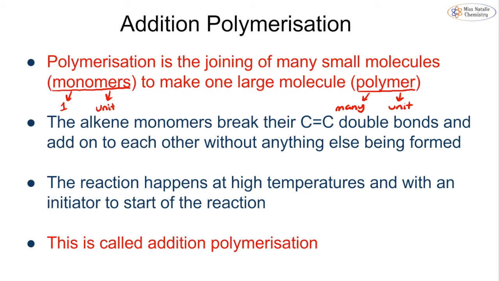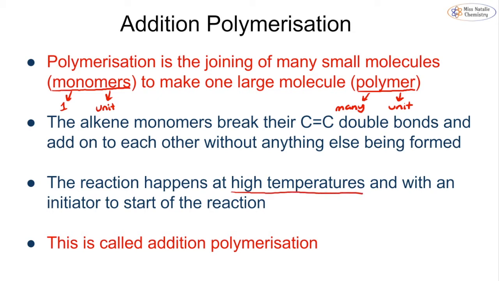So what happens this time is the alkene monomers are going to break their carbon-to-carbon double bonds, and instead of adding something on, they are going to add to each other, and they're going to form this long chain. So we don't form any other products, just this polymer. This reaction is going to happen at very high temperatures, and sometimes we need an initiator just to kickstart the reaction, but you're not going to be asked about the initiator in your exam. All you need to know is that it requires a high temperature.